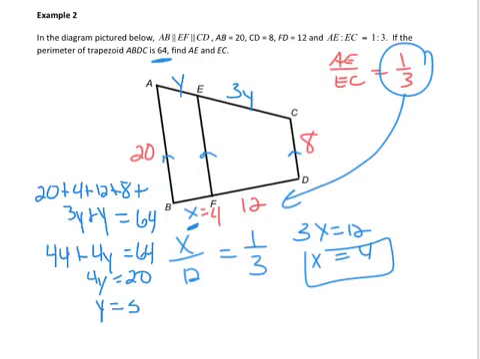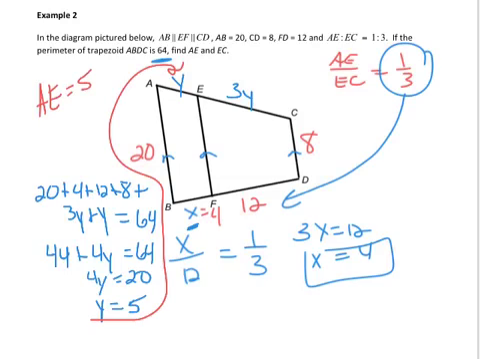If y is 5, that means this answer goes up here for AE, and AE is 5, and EC is 3 times that. EC is going to be 15. So that's my final answer. And all that does is use all the ratios and the perimeter concept to kind of have a problem that has a few more steps to it. So we'll practice some more of this stuff in class.